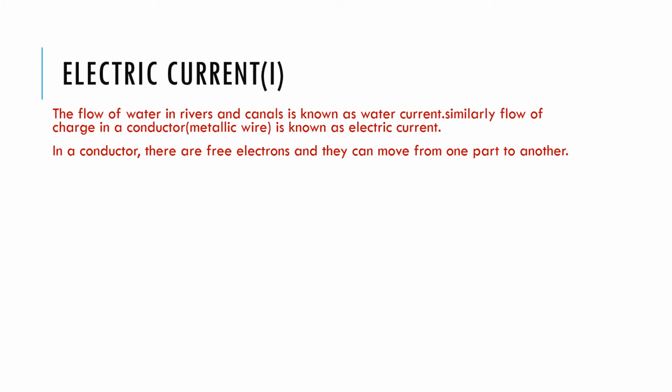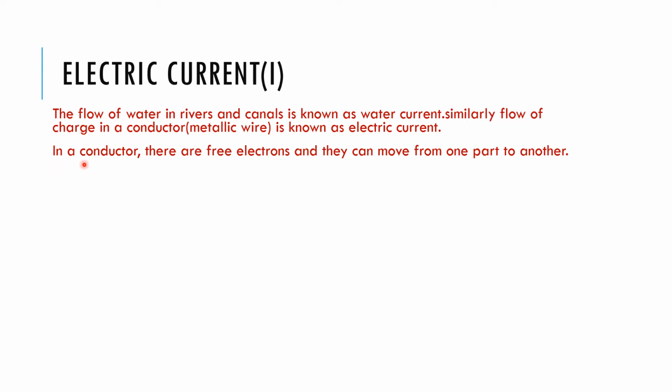Now electric current. See, current is a common term, right? Water current, air current, like that we commonly use. The flow of water in rivers and canals is known as water current. Similarly, the flow of charge in a conductor or metallic wire is known as electric current. So the simple way of understanding electric current is that it is the flow of electric charge in a conductor. Why is there a flow of electric charge in a conductor only, not in all materials?